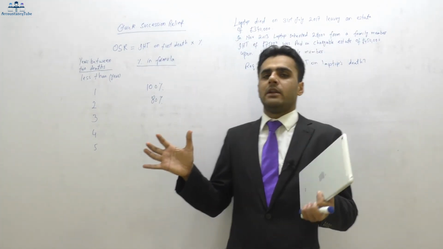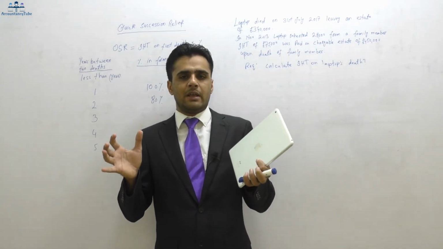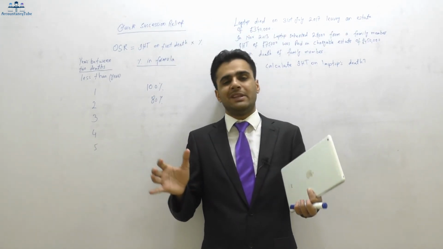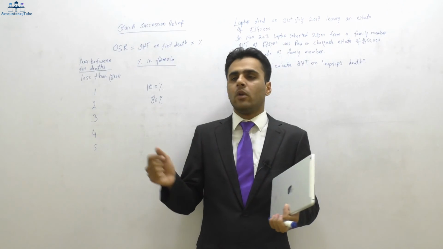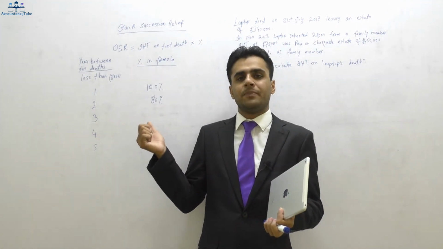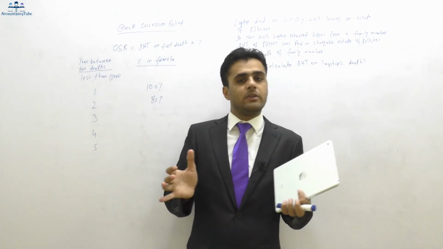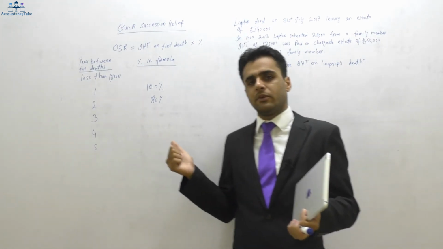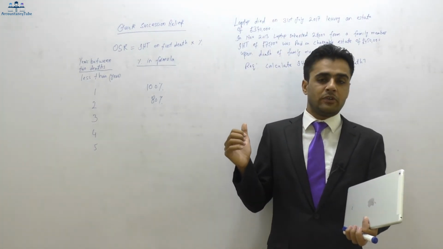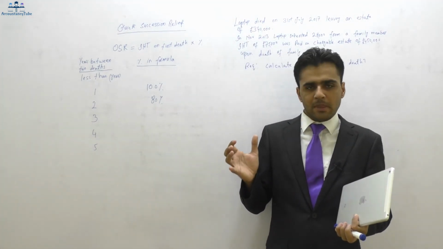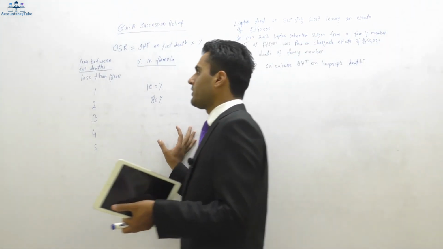Now there is a time span. If the inheritance tax is being charged twice within a 5 year period, only then quick succession relief will be applied. However, if it is more than 5 years, then quick succession relief will not be able to help us. Then the full amount of inheritance tax on death will be payable. Alright, now how to give the quick succession relief?